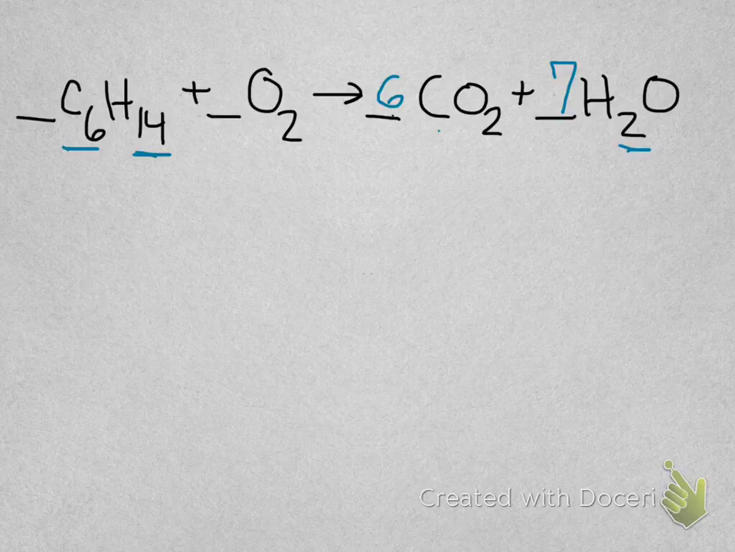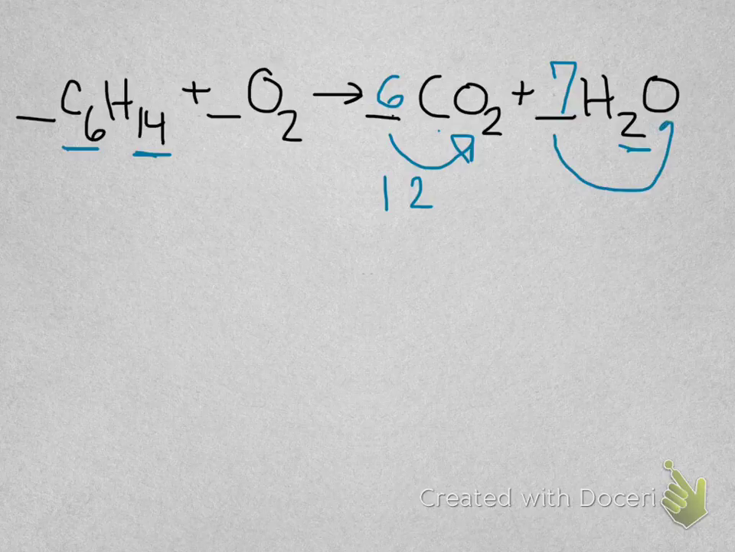And so now the oxygens is the hardest part. So from carbon dioxide, we would have 6 times 2, which is 12 oxygens, plus 7 times 1. So that would equal 19 oxygen atoms. However, over here we have O2, which means that we can't have an odd number of oxygens on the reactant side because we are always multiplying oxygen by 2. Oxygen comes in pairs of 2.